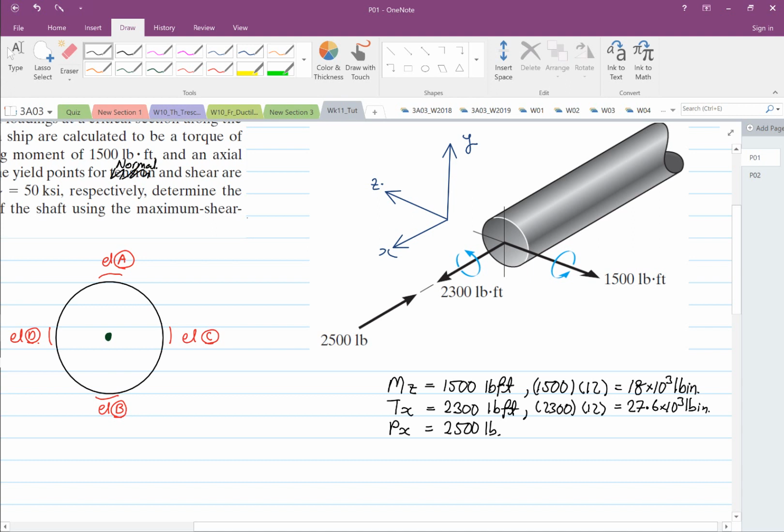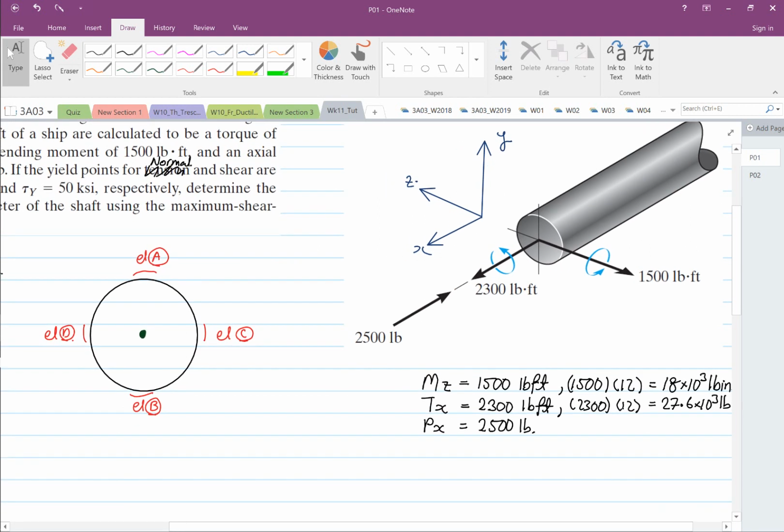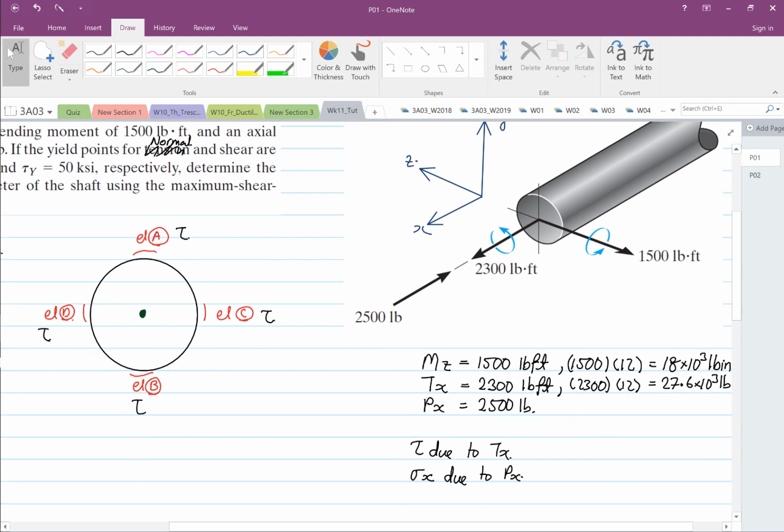If we look at the load distribution, if we look at the shear stress distribution, the shear stress, the tau, due to the torque in the X direction, all of them will see the same tau. Normal stress in the x direction due to Px, all of them again will see the same Px. What I'm trying to do down here is to find which element we should be analyzing.